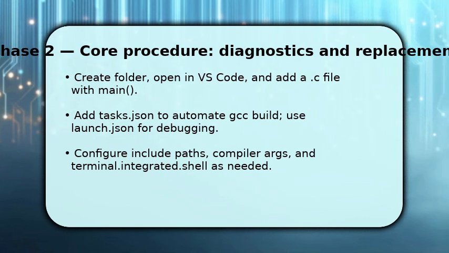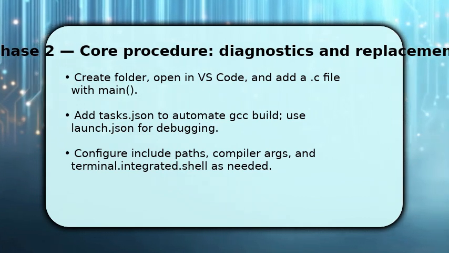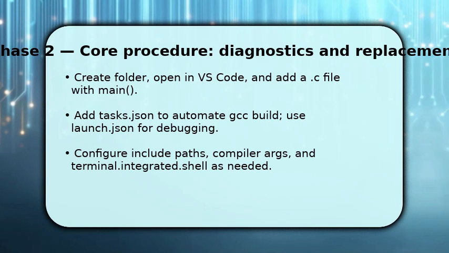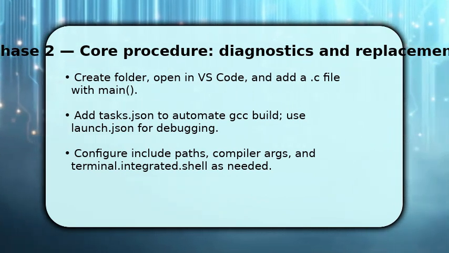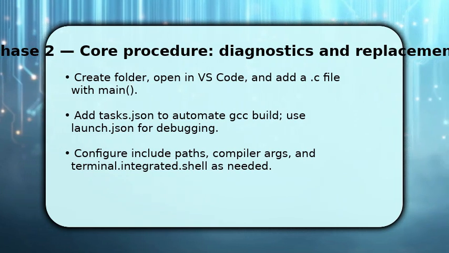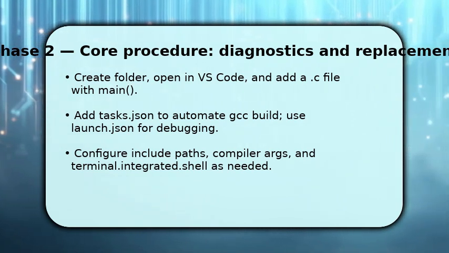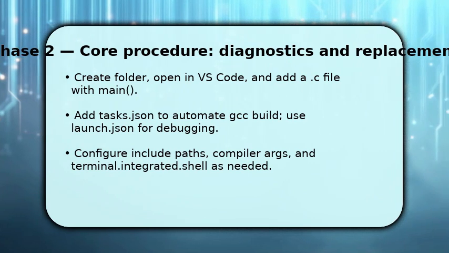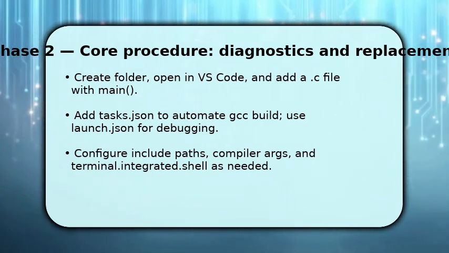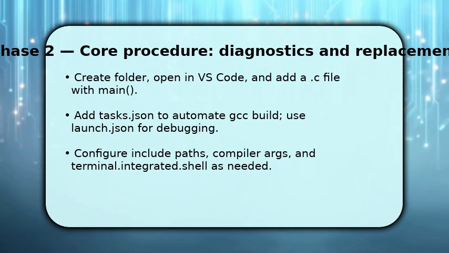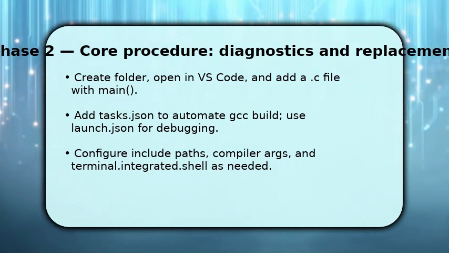Then, configure tasks.json that runs gcc with ${file} and -o ${fileBasenameNoExtension}, so you can build with Run Task. For debugging, create launch.json using the C++ gdb/LLDB template, and set the program, cwd, and args. Make sure the include path and compiler path in c_cpp_properties.json point to your headers and compiler.